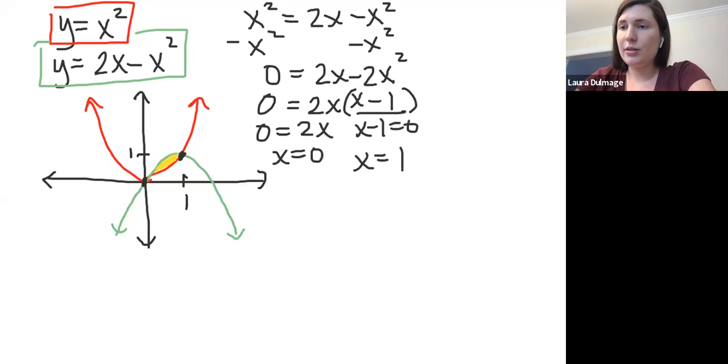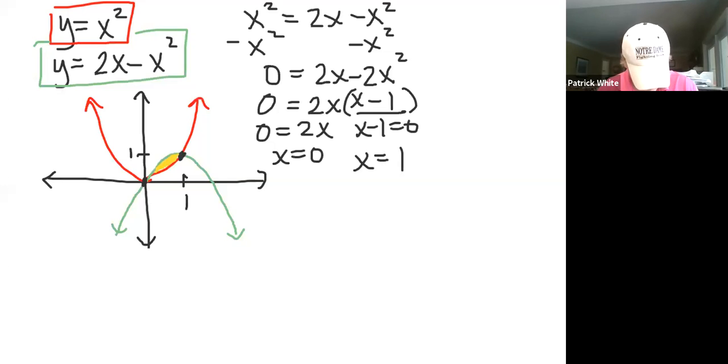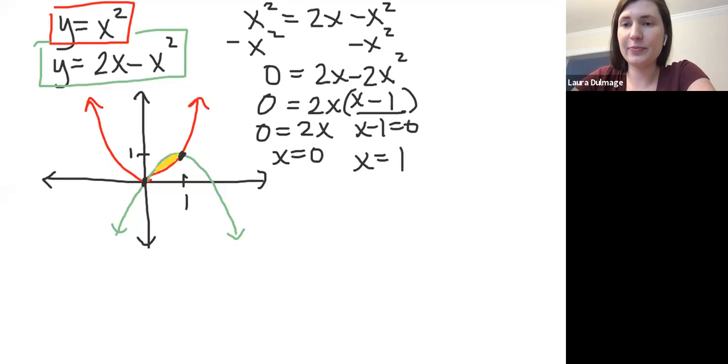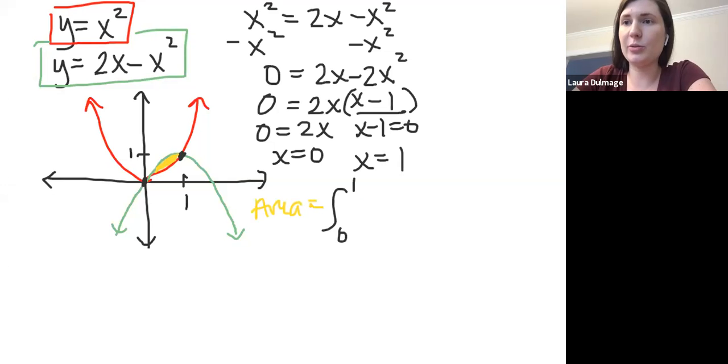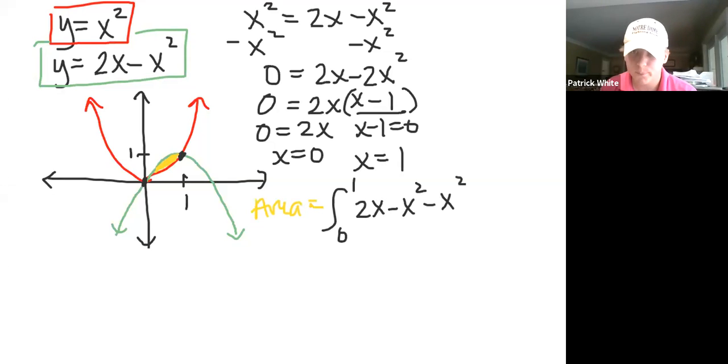And so who would like to set up the integral for us here? I got it. All right, P. White, go ahead. So it's going to be from the limit of 0 to 1, the integral of 2x minus x squared. Cool, so you took the top one, 2x minus x squared, and then subtracted the bottom one. Yes. Good.